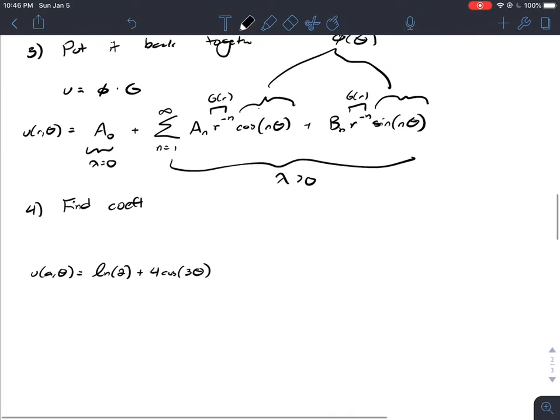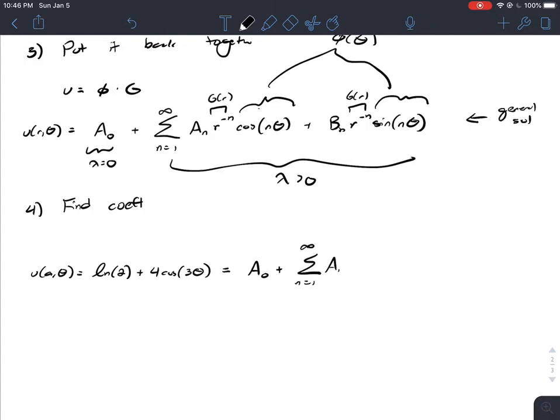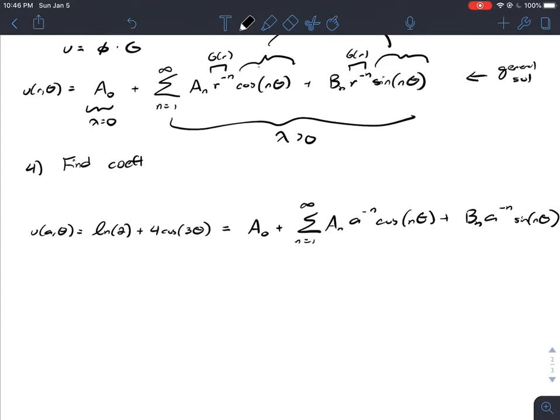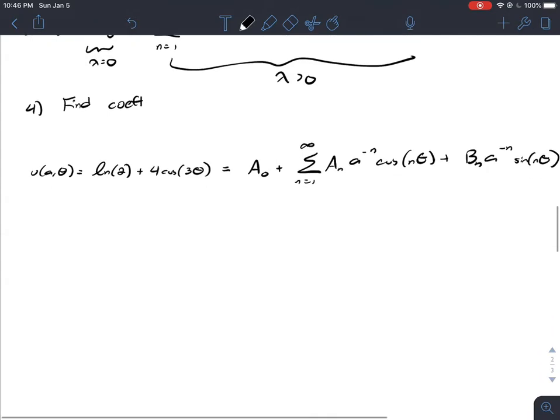And now our general solution has to satisfy this initial condition. So a0 plus summation n equals 1 to infinity of a_n a to the negative n cosine n theta plus b_n a to the negative n sine n theta. Okay. So you guys should be good at plucking the solutions just by looking at them now. If you haven't, please watch my orthogonality video, and hopefully it should make sense, because this skill will be very important for future MATH-241 problems to come.